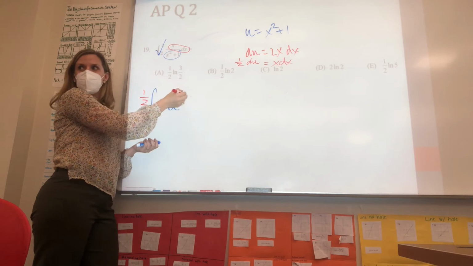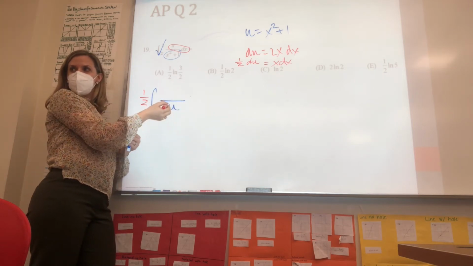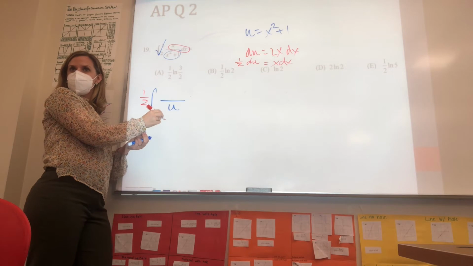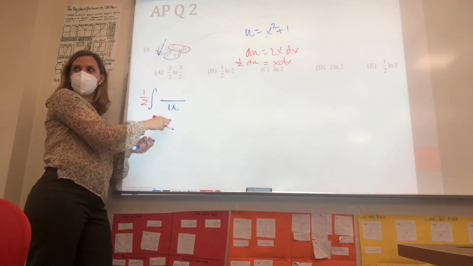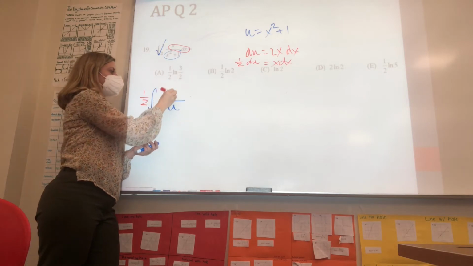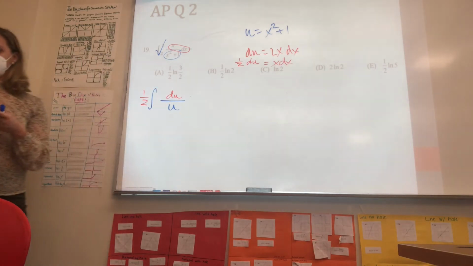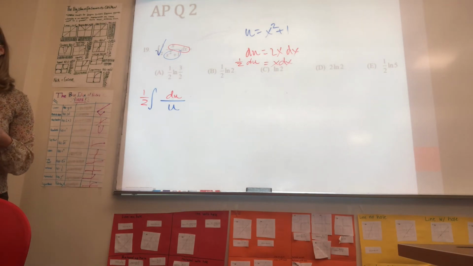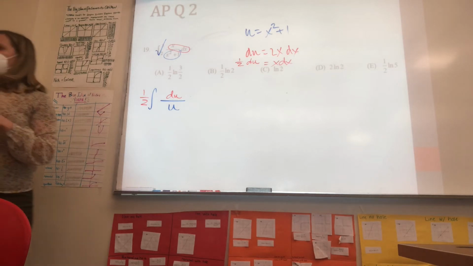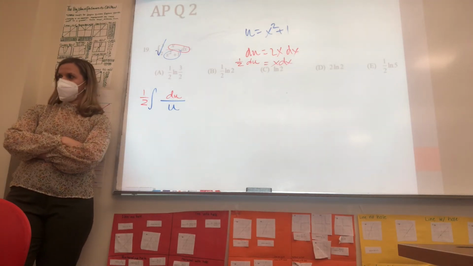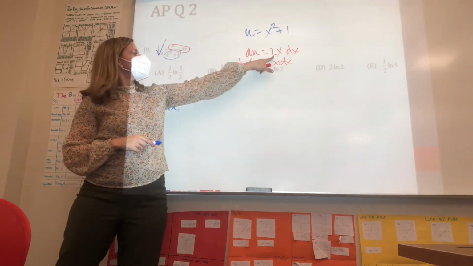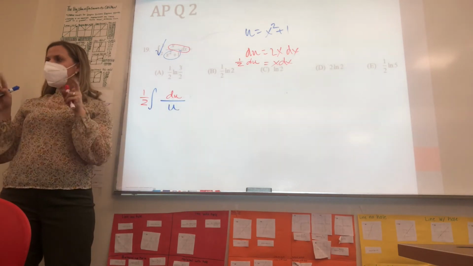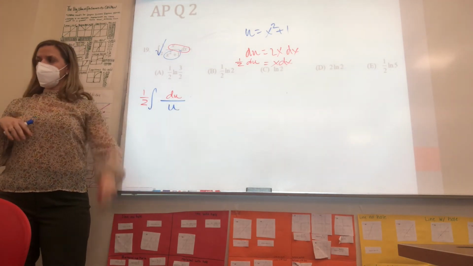Do you like du over u or 1 over u du? Do you have a preference? Not really. So that is the u-sub. How did I get 1/2? I divided by 2 on both sides, or multiplied by a half on both sides.